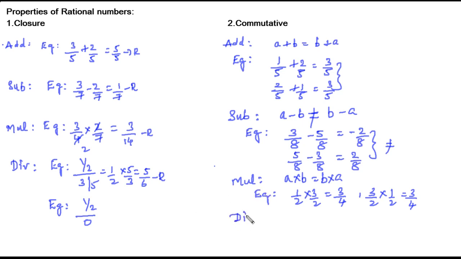Let's look into division. A divided by b is equals to b divided by a, then we can say that it is satisfied. Let's look into an example. As you know that 2 is a rational number, 2 divided by 3, that is 2 by 3. Let's change the order, that is 3 divided by 2, that is equals to 3 by 2. But these two are not equal, so we can say that division is not satisfying commutative property.